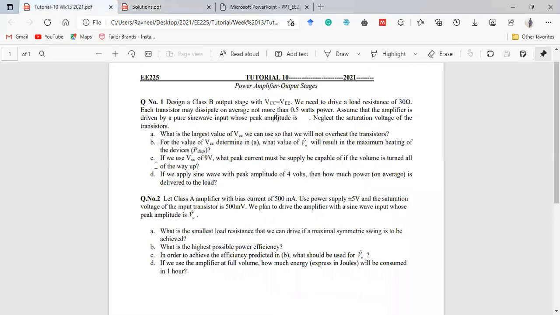So that's part C. And then part D: if we apply a sine wave with peak amplitude of 4 volts, how much power is delivered to the load? In this particular case, we have to find the load power, which is given by, I mean, not one transistor, actually.